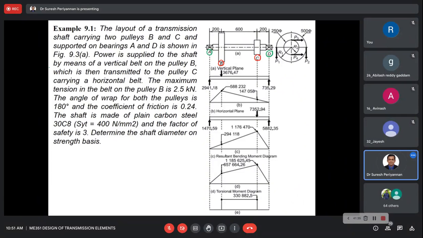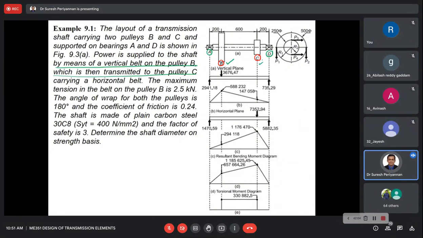Now, power is supplied to the shaft by means of a vertical belt on pulley B, which is then transmitted to C. At which pulley is the input power connected? On pulley B the input power is connected. That's what we are telling here, which is then transmitted to pulley C.